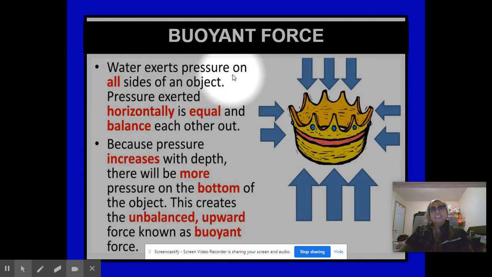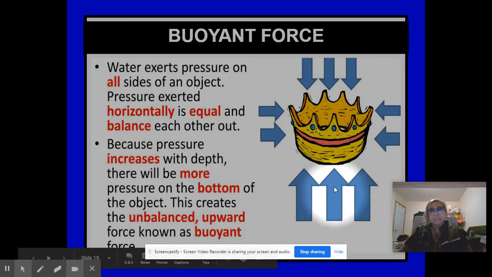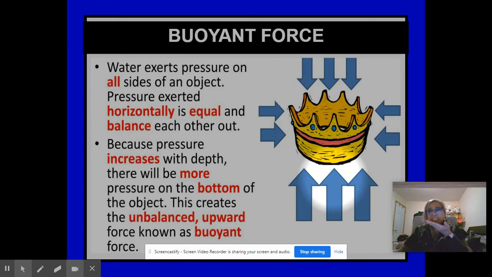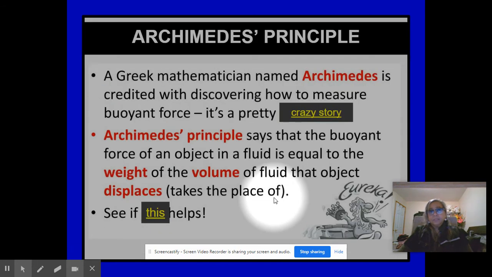Now, water exerts pressure on all sides of an object. Pressure exerted horizontally, this way, is equal and balances out. Because pressure increases with depth, there will be more pressure on the bottom of the object. This creates the unbalanced upward force known as the buoyant force.